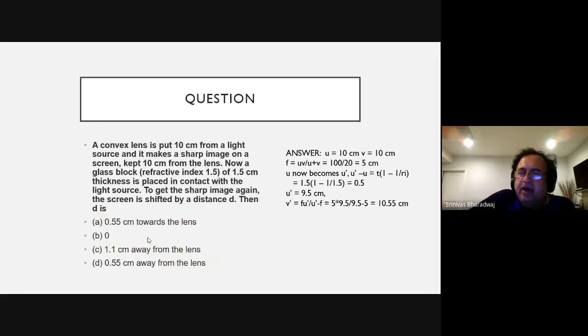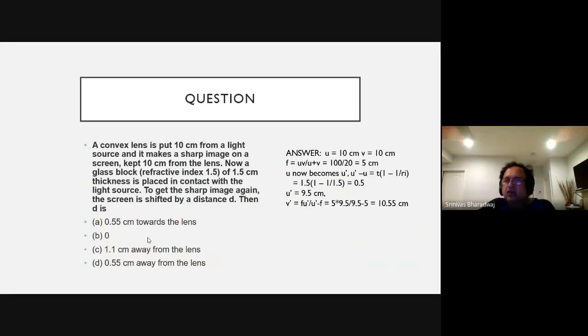Okay. So now what happens, right? Because now the glass block is placed in contact with the light source. So now there is going to be a refraction as a result, right? So what is the refraction, right? So u is now going to become u prime. u prime minus u is going to be the thickness times 1 minus 1 over the refractive index.